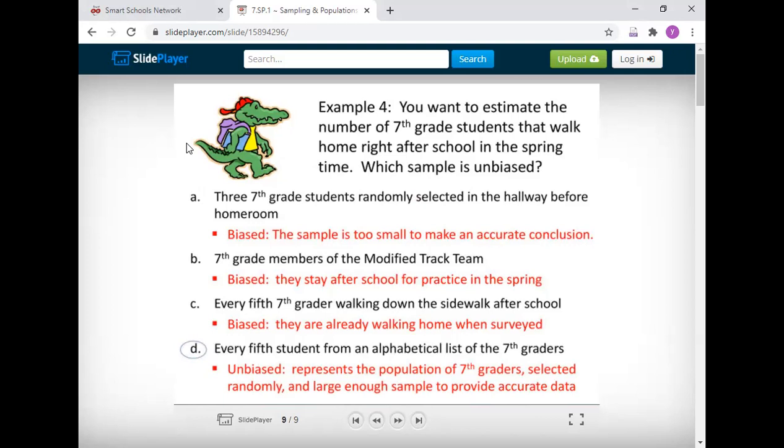So that was our lesson today, to talk about populations and samples.